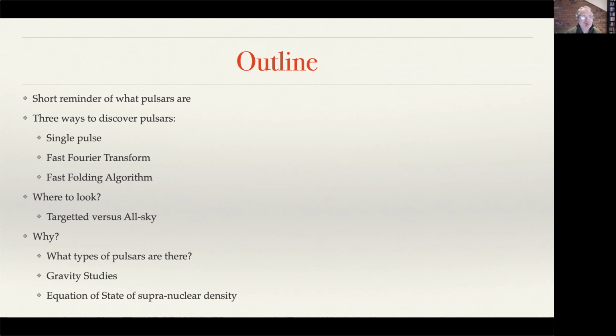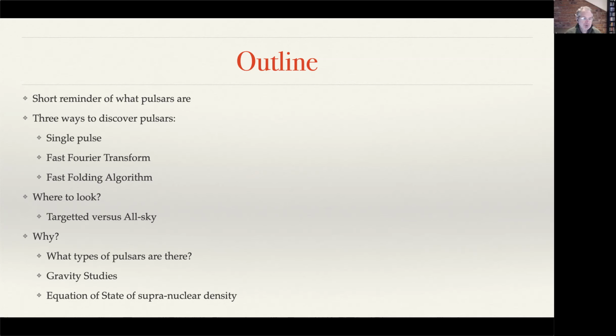Then I'm going to discuss how do you decide where you want to look. So where do you point your telescope to increase your chances to find pulsars? Or perhaps you want to understand the galactic population of pulsars in its totality. And then we'll talk about why we want to go and find new pulsars. What are the reasons that we think it would be useful to find new pulsars?